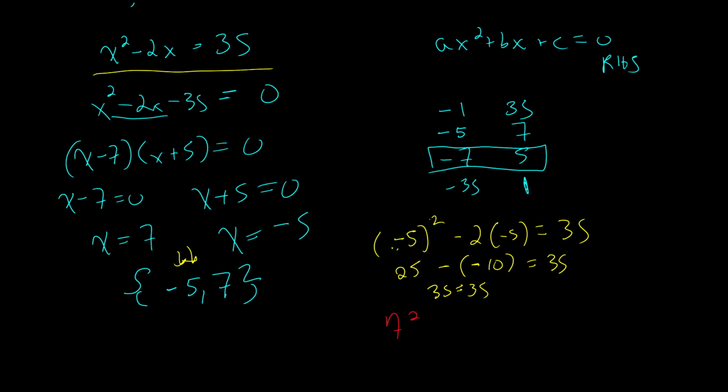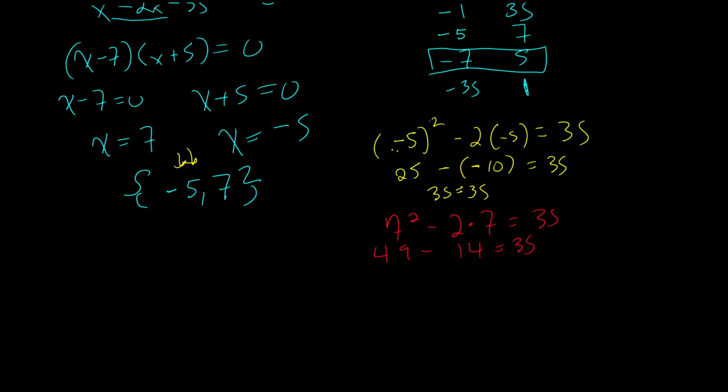7 squared minus 2 times 7 equals 35, or 49 minus 14 equals 35, or 35 equals 35. And that works too. And so this technique is going to work for us. If we factor out, we're able to solve a quadratic equation. So let's look at another one here.